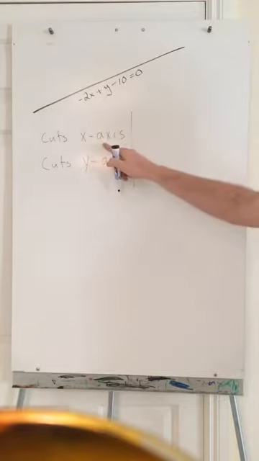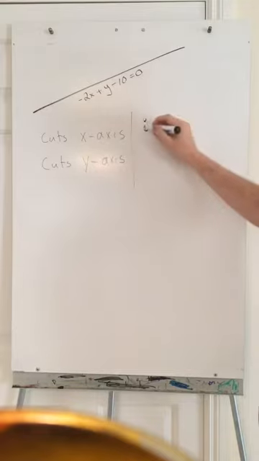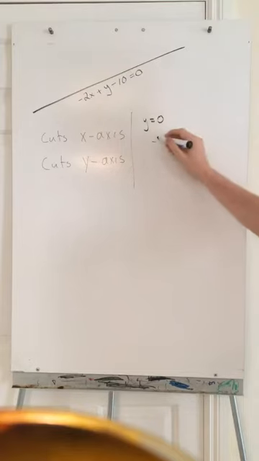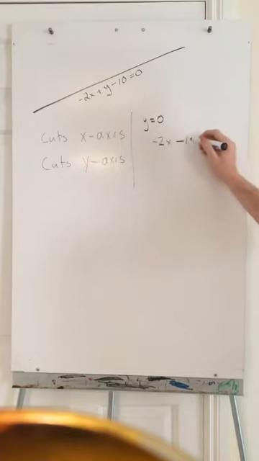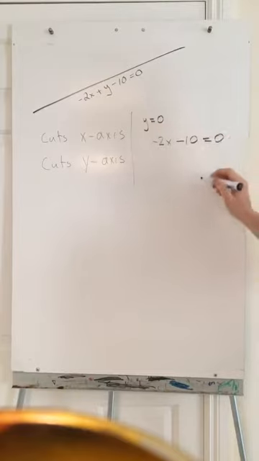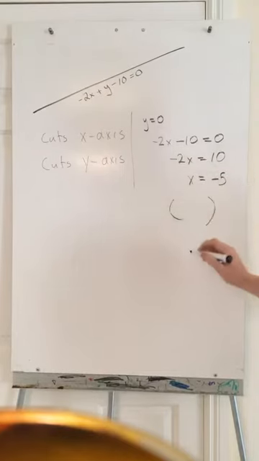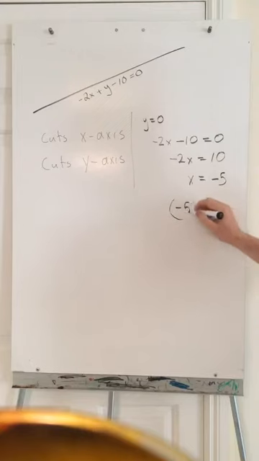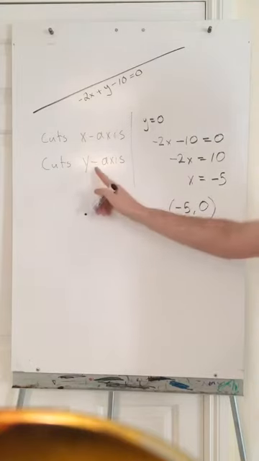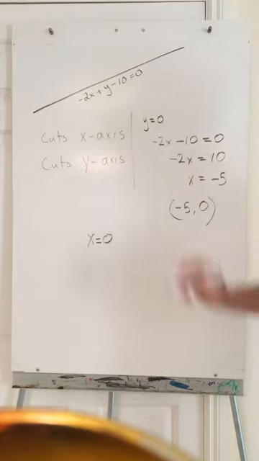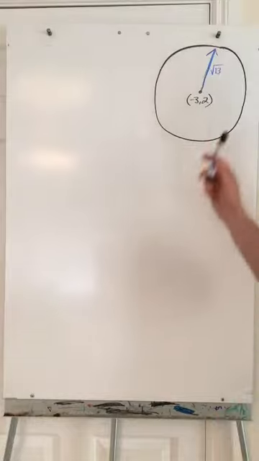To find out where it cuts the x-axis, what you actually do is you let y equal 0. So if I was to let y equal 0, it would be minus 2x minus 10 is equal to 0. Minus 2x is equal to 10, so x is equal to minus 5. So where it cuts the x-axis then will be the point minus 5, 0. And then to find where it cuts the y-axis, you would just let x equal 0 and do the same thing. So now we're moving on to a circle.